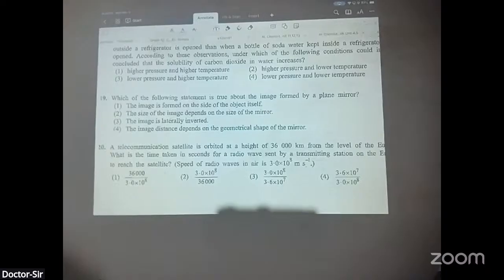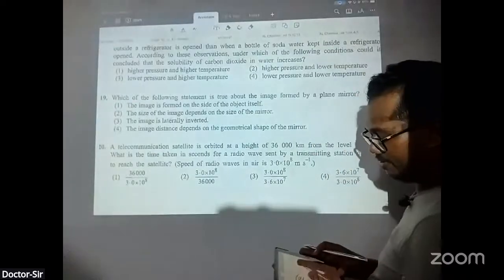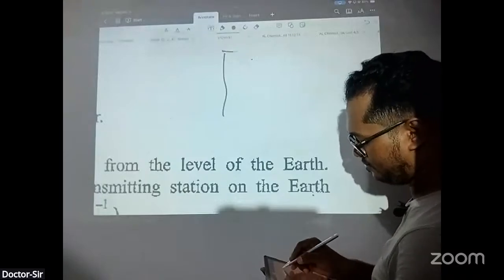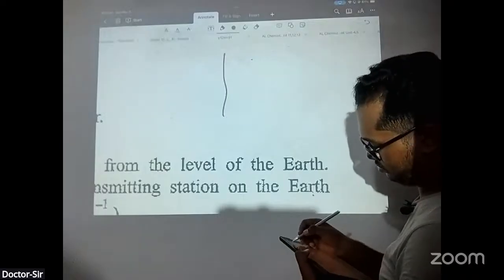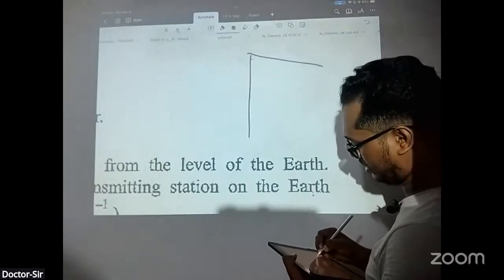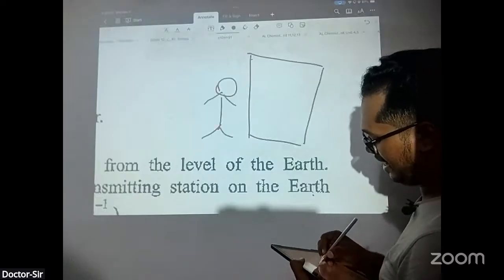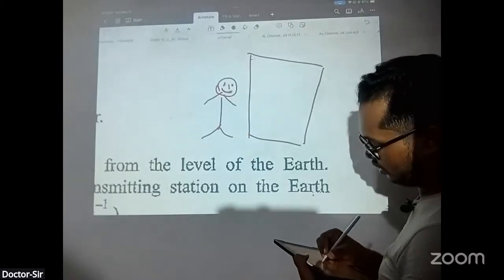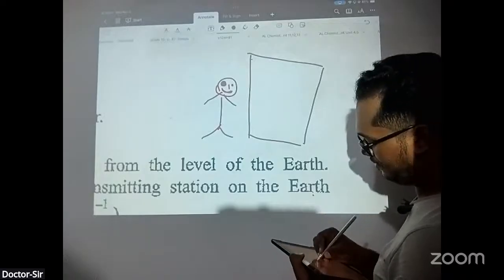Now we will see these things practically: the image formed in the plane mirror. Okay. I will take a mirror here. Now you go and stand in front of this mirror. Now imagine your right eye is very big and your left eye is very small.